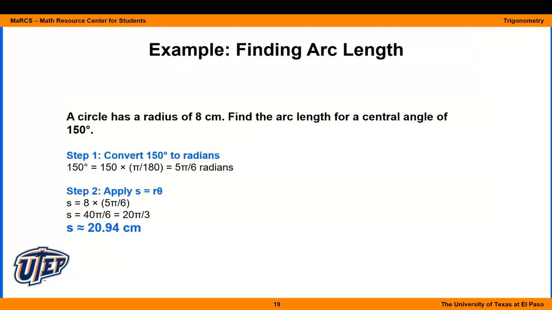Let's do an example. Suppose a circle has a radius of 8 centimeters and the central angle is 150 degrees. First, convert the angle to radians. 150 degrees equals 5 pi divided by 6. Now apply the formula S is equal to r theta. That means S is equal to 8 times 5 pi over 6, and this simplifies to 20 pi over 3, which is approximately 20.94 centimeters.